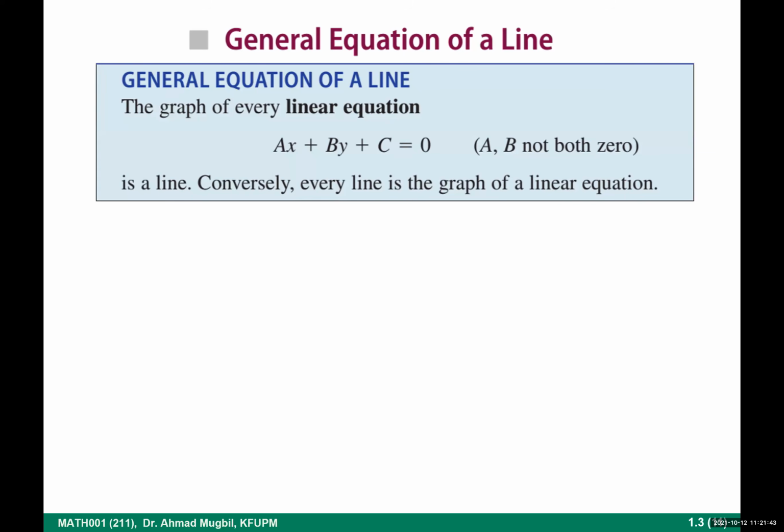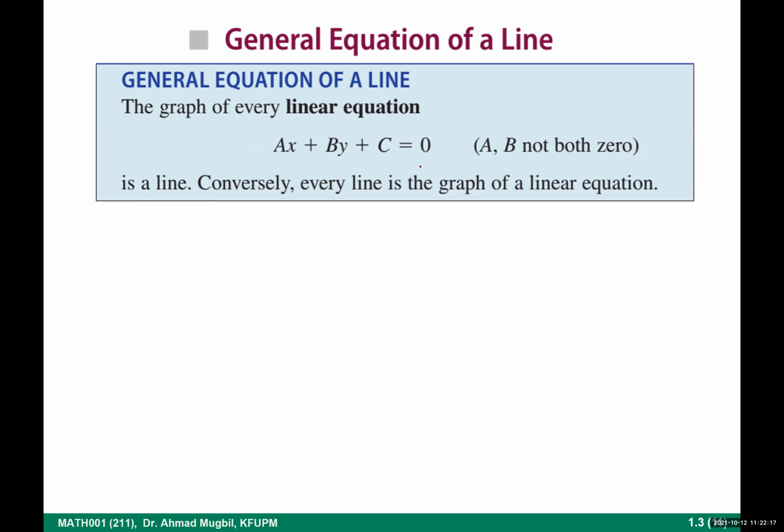Now that's the general form. The general form of a line equation is this. If you have a line, its equation is in general written like this. Of course, A and B, not both of them are 0. If both of them are 0, we have nothing. We have 0 equals 0. Look at this interesting fact or theorem. The graph of every linear equation is a line. And also the converse is true. Every line is the graph of a linear equation.